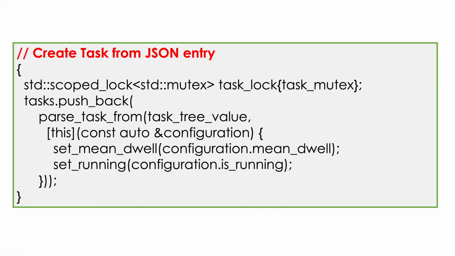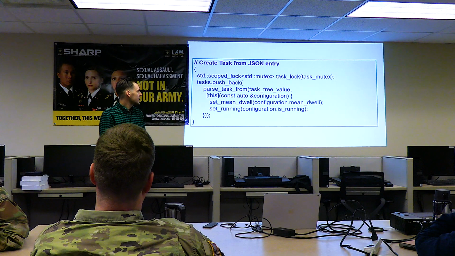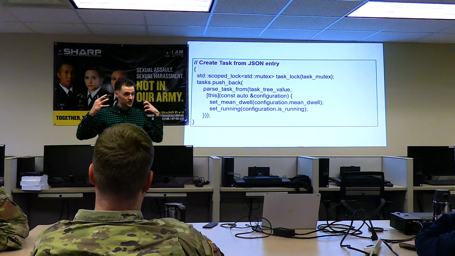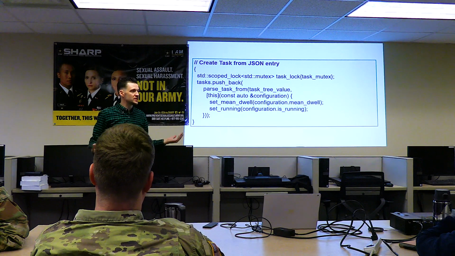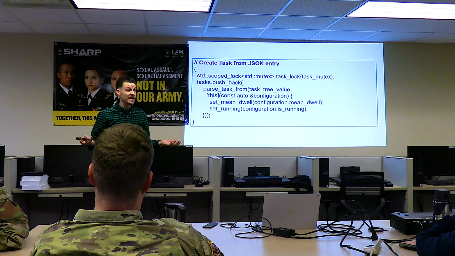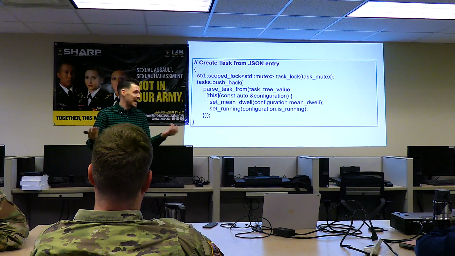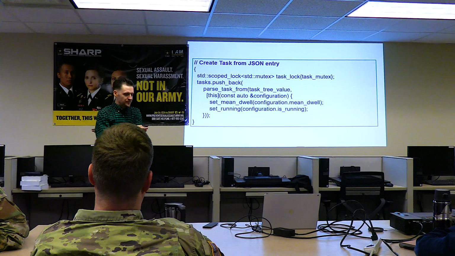Okay, so now we're going to talk about how to create a task from a JSON entry. So we've got the string response from the server, we parsed it into this P tree, we're iterating over the elements of this tasking dictionary. How do we create tasks out of this thing, right?